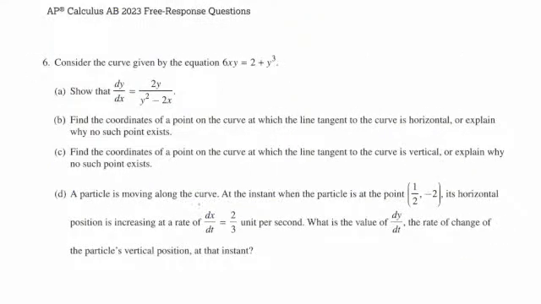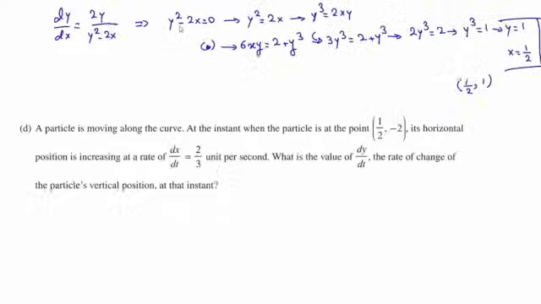Part D. A particle is moving along the curve. At the instant when the particle is at the point 1 over 2 and negative 2, its horizontal position is increasing at a rate of dx/dt equals 2/3 unit per second. What is the value of dy/dt, the rate of change of the particle's vertical position at that instant? Okay, for this part, we should calculate dy/dt.